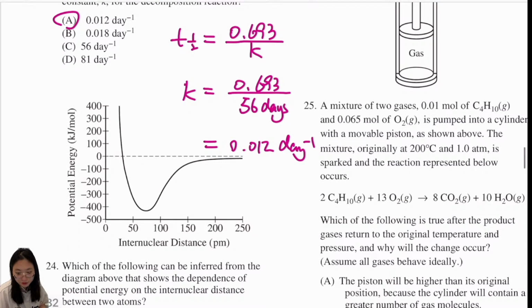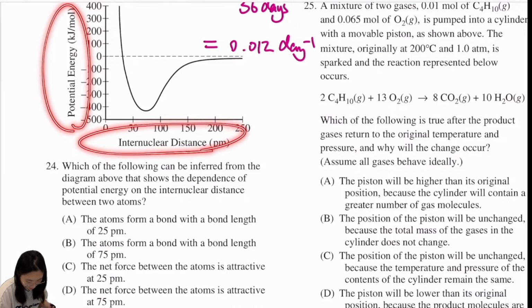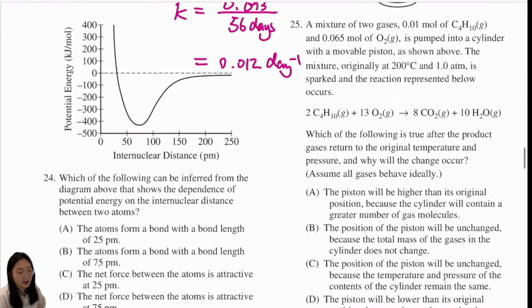Okay, and then for question number 24. Which of the following can be inferred from the diagram above that shows the dependence of the potential energy on the y-axis on the internuclear distance between two atoms? This is a graph that shows how to find the distance between two atoms when two atoms covalently bond with each other to form a molecule. So you are going to find this most stable point. This point with the lowest potential energy means it's the most stable.